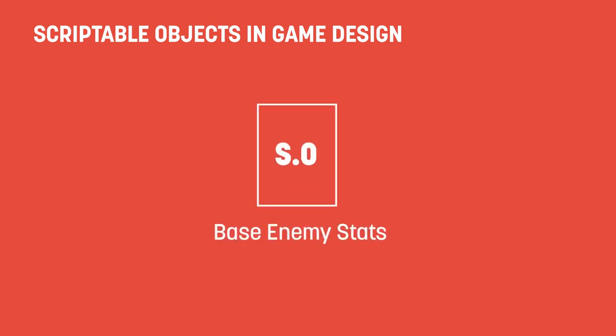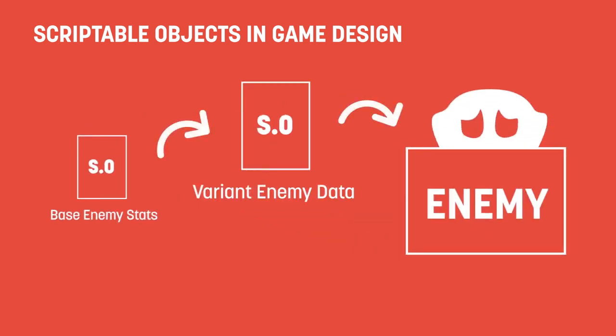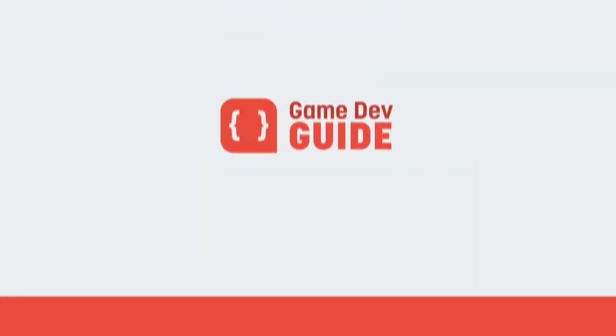You could have a base scriptable object with the base stats. This would then be inherited by another scriptable object with any variant data, such as new moves, different materials or textures, or maybe a different prefab model. Then, that variant data would be assigned to the base script for your enemy. If, later in design, you wanted to change the health for all of the blob types across your game, you simply have to change the base scriptable object.